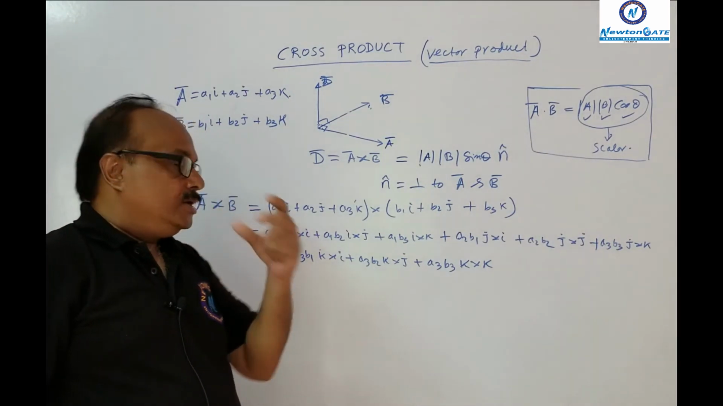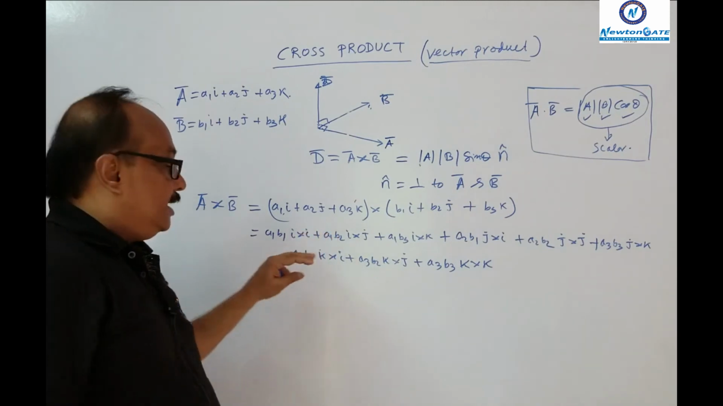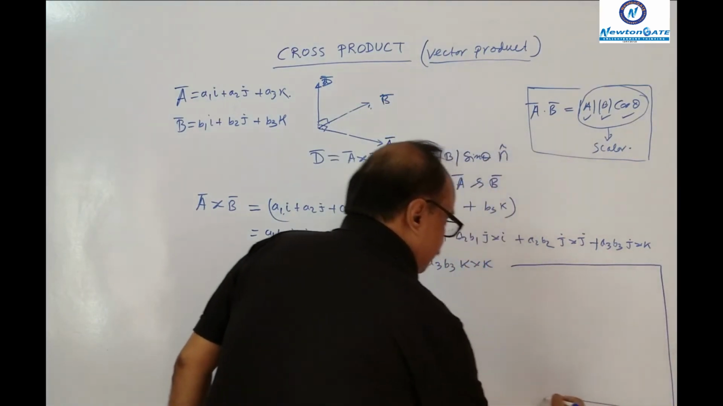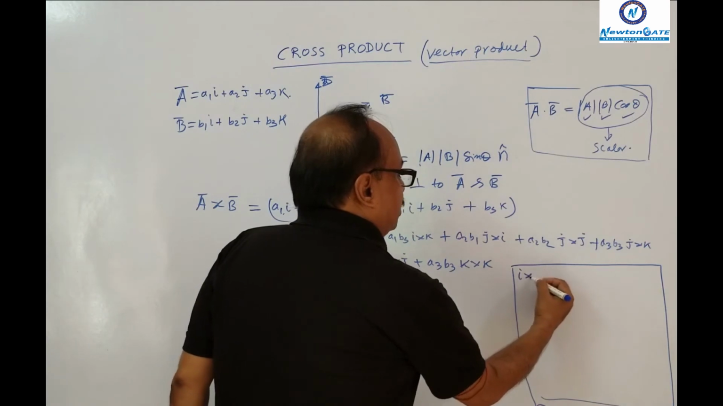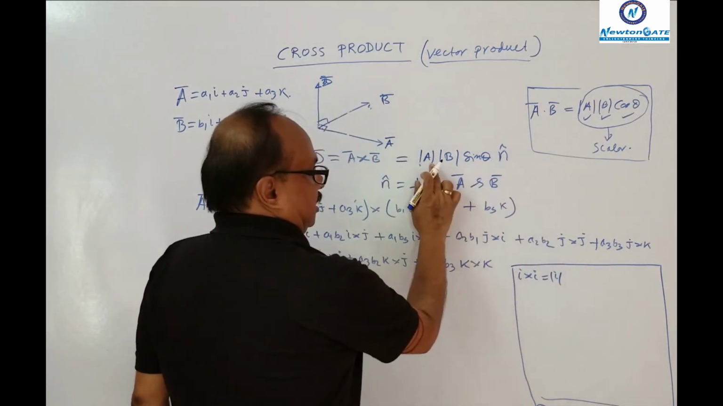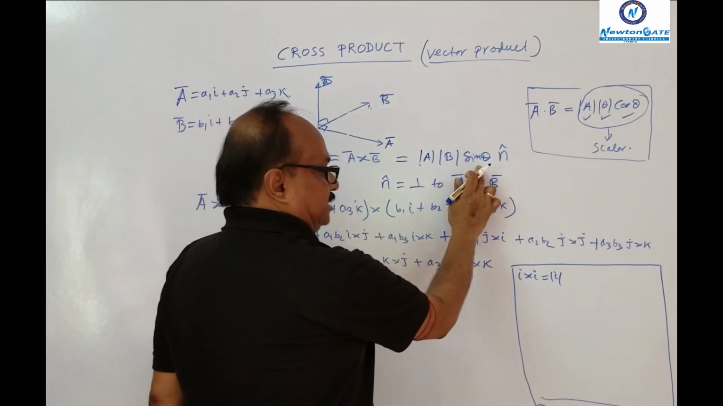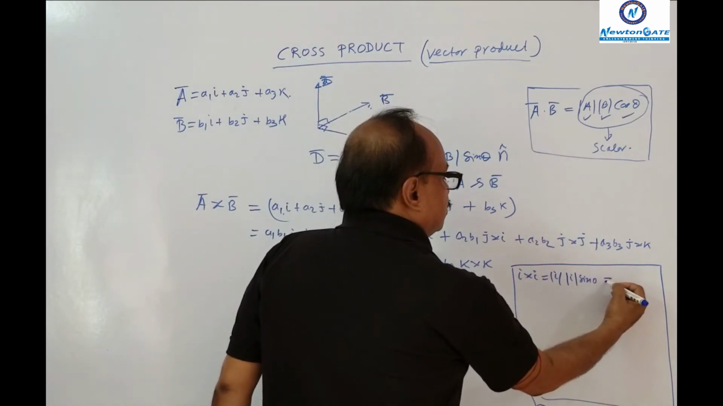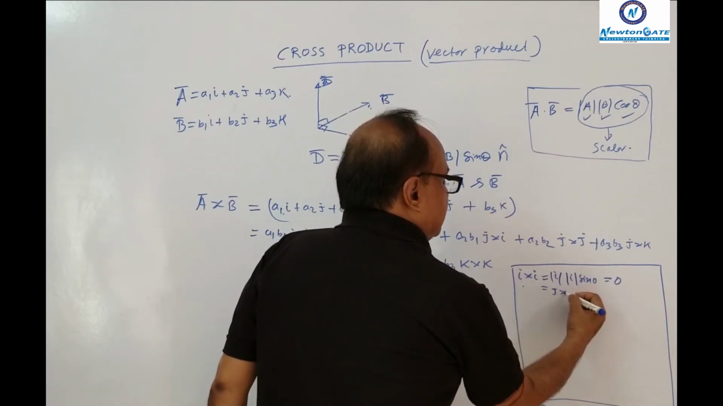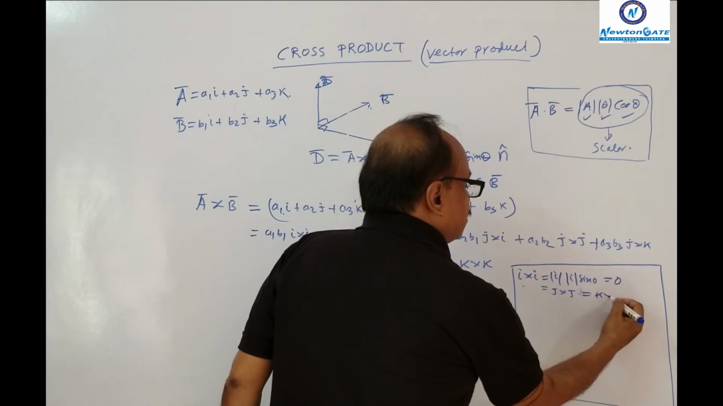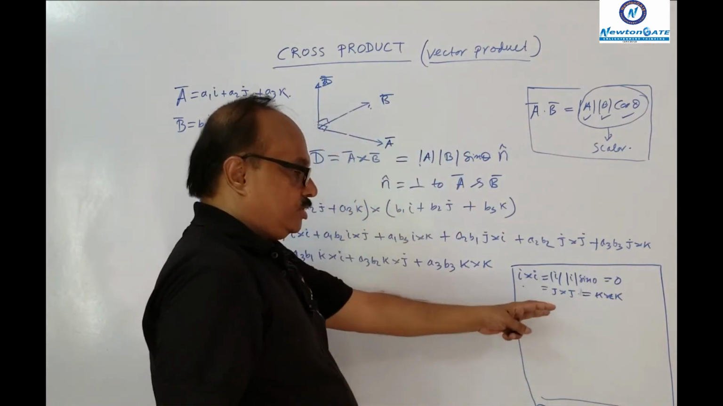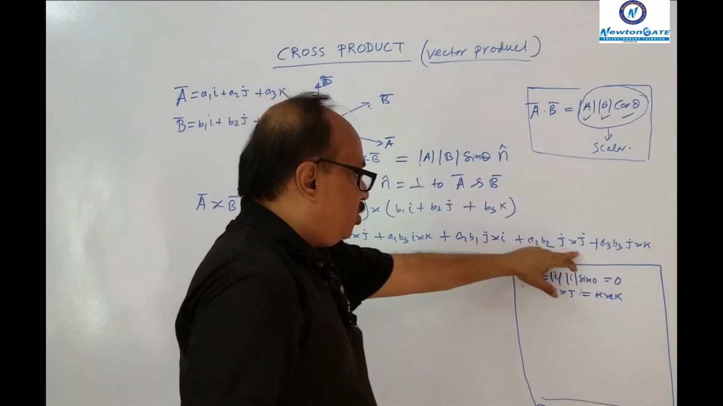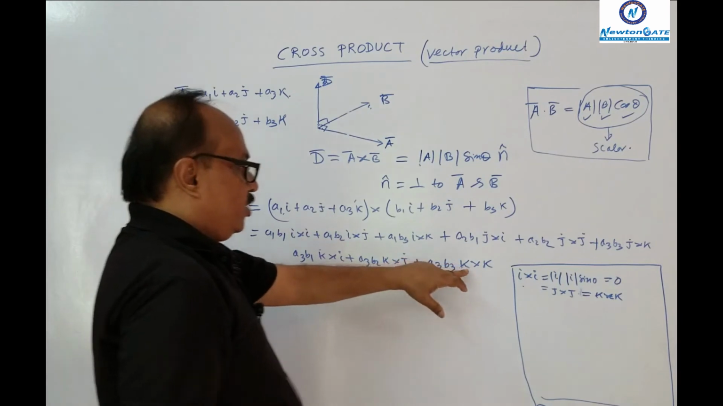Now here also the question is: sir, just like before, will i cross i be equal to 1? Let's see what will happen. What will be i cross i? According to the definition, i cross i is magnitude of i into sine 0, because the angle between i and i is 0. So it will be 0. Similarly, j cross j is also 0, and similarly k cross k is also 0. So there will be no doubt about it. These will become 0.